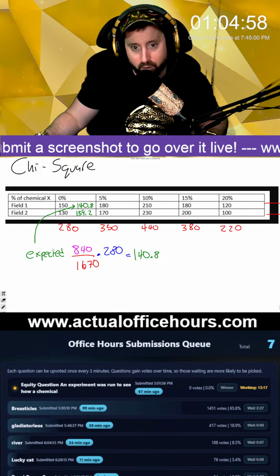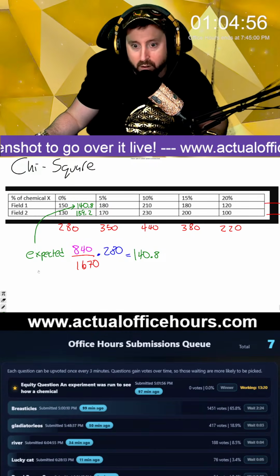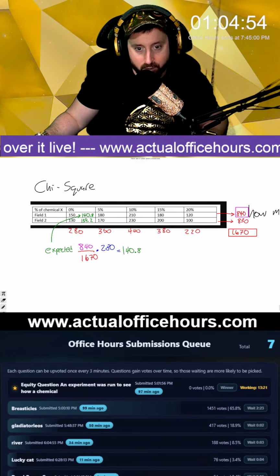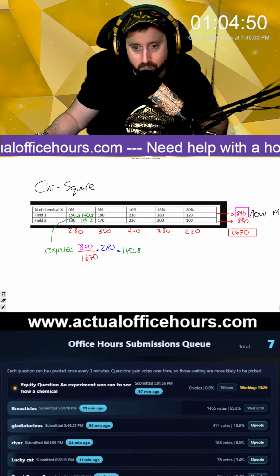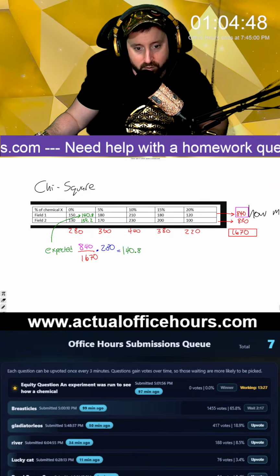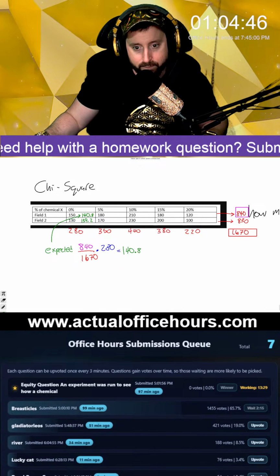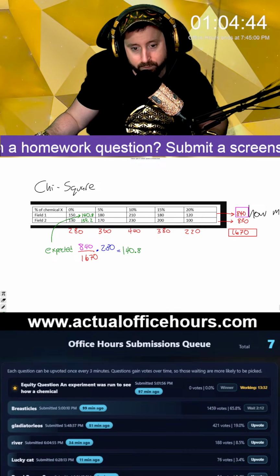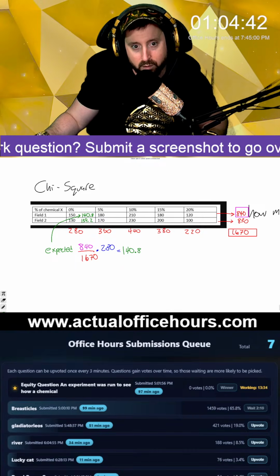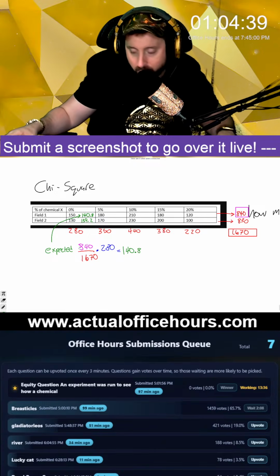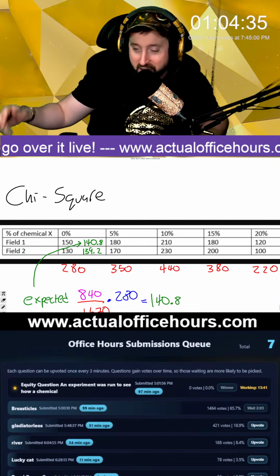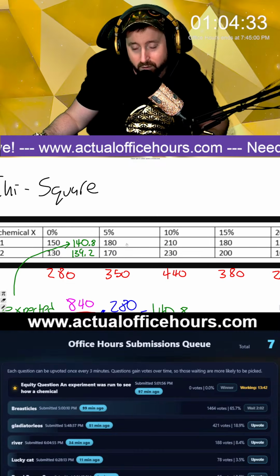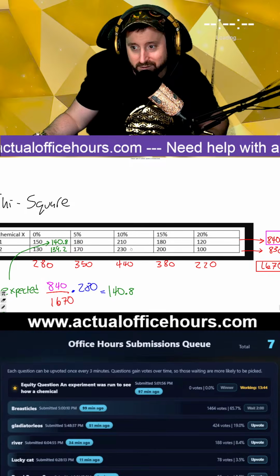And we could do that if we wanted to. That would be 830 divided by 1670 times 280. And that would get us 139.2. Yeah, cool. Okay, so that's how you figure out the expected, and then now you need to do this for all of them. So it's kind of annoying.